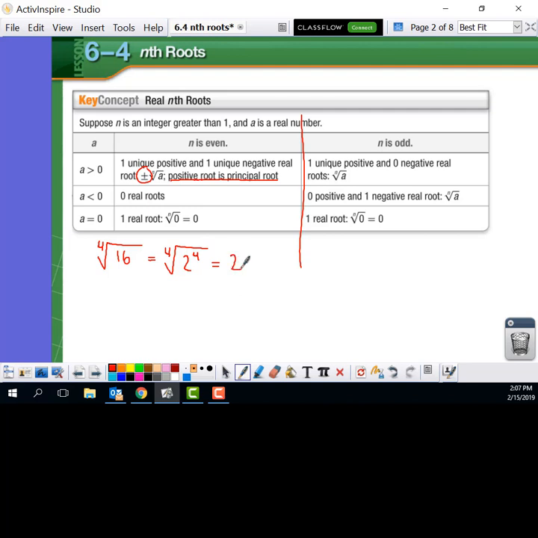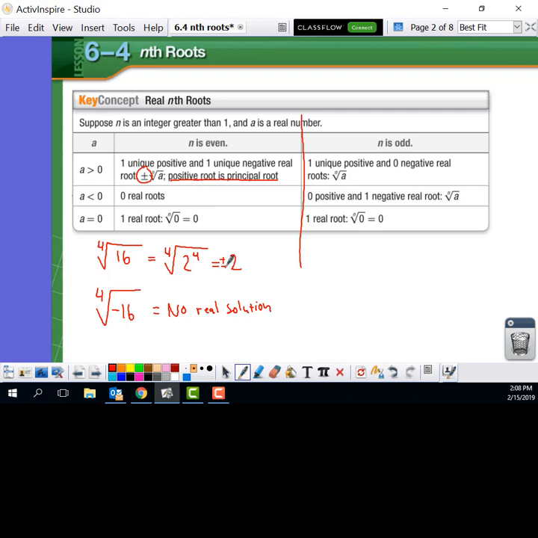Now what this whole column is really saying is if I ask you to take the fourth root of negative 16, you can't do that in the real number system, so you would say no real solution. There's no real solution to this. It doesn't exist.